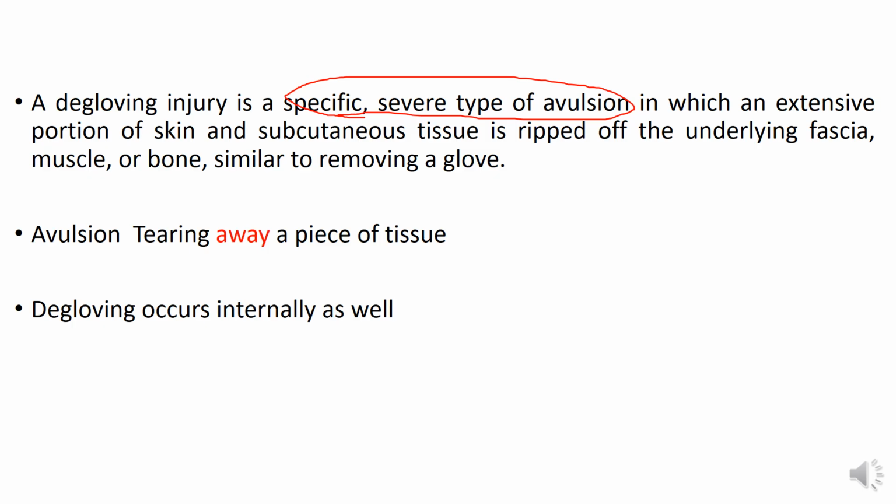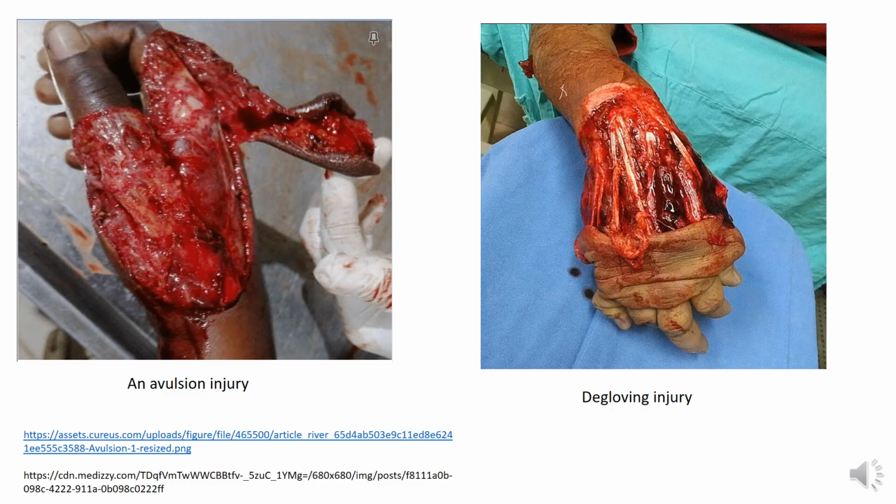So definitely. Here, an extensive portion of skin and subcutaneous tissue is ripped off the underlying fascia, muscle or bone, similar to removing a glove. An avulsion is tearing away a piece of tissue. And degloving occurs sometimes in internal organs as well. Two images taken from the internet. Here you can see an avulsed part as well, and also a degloving-like injury.